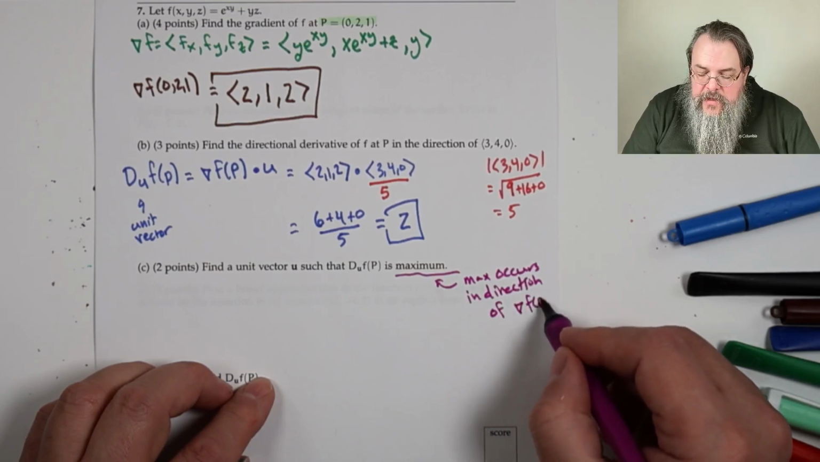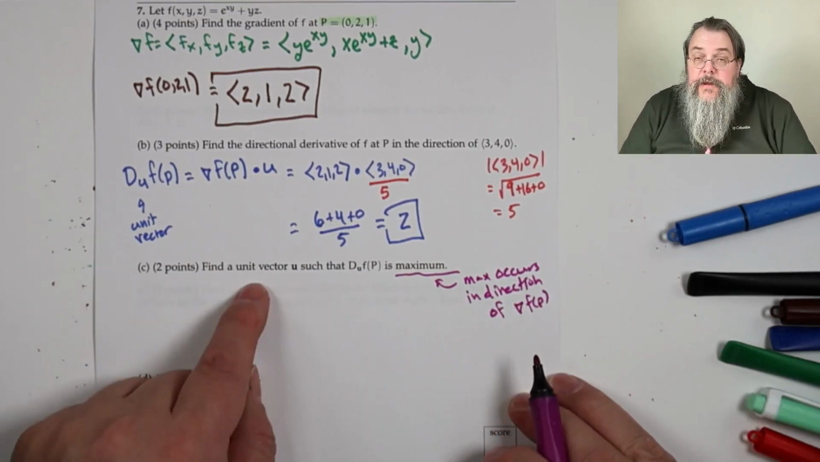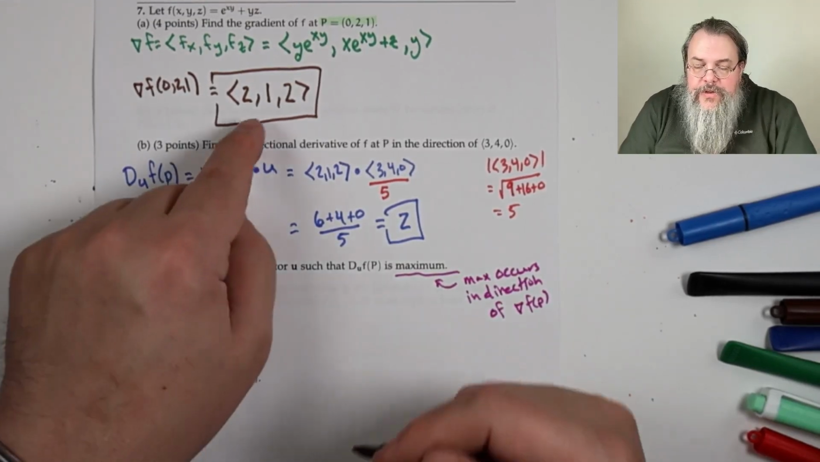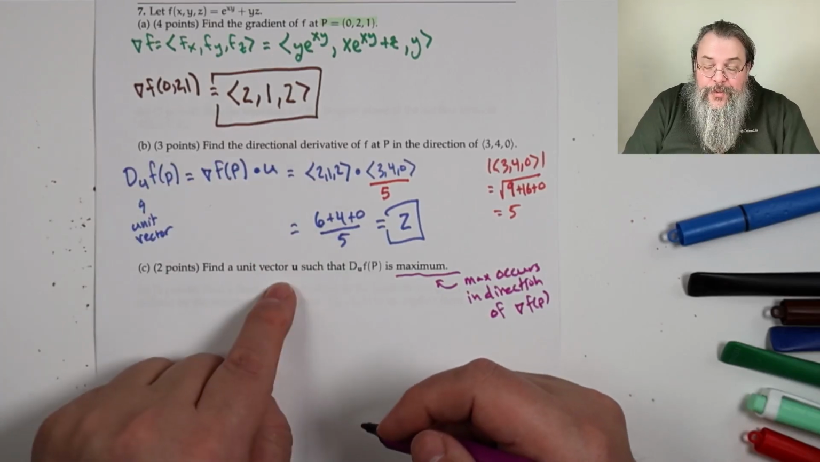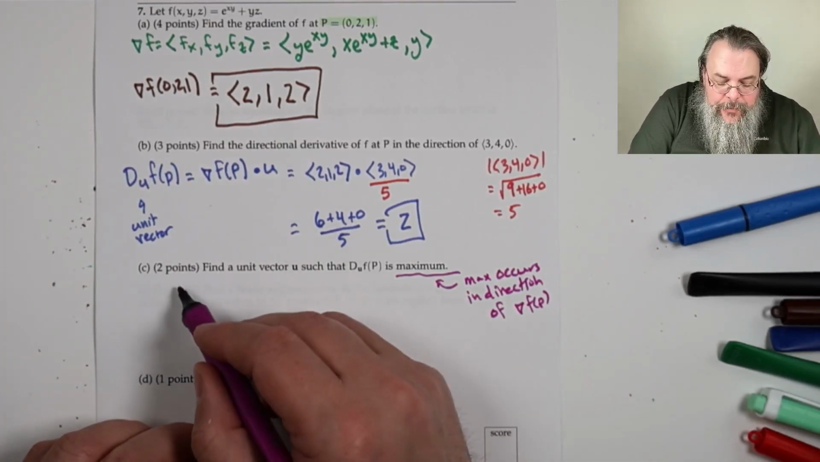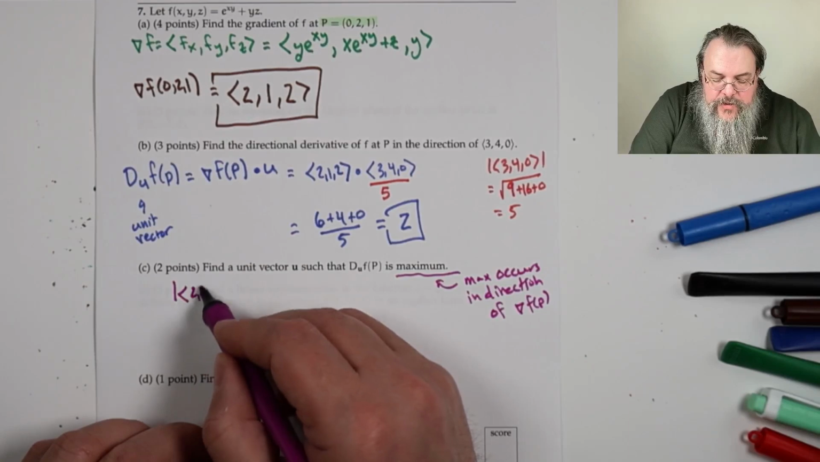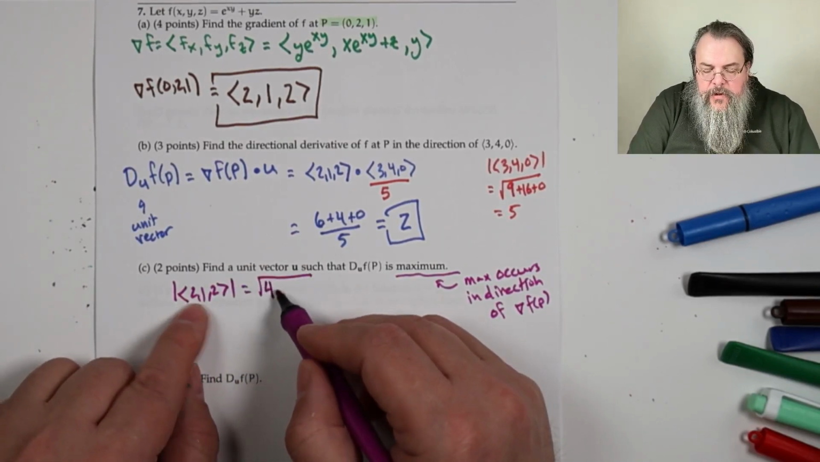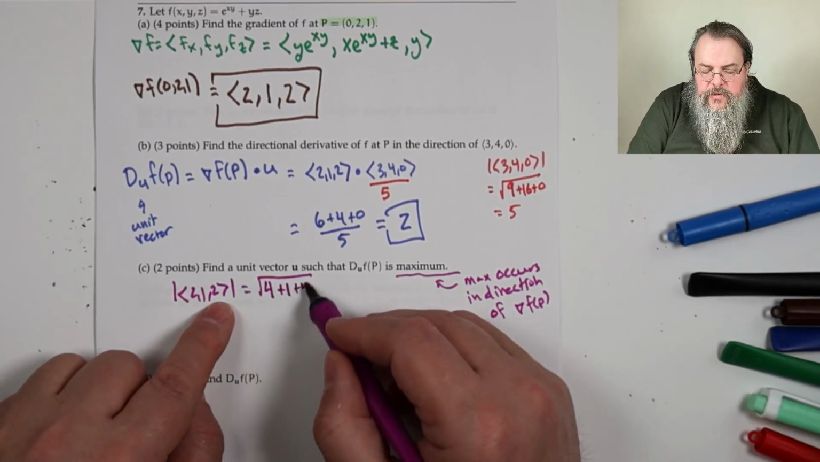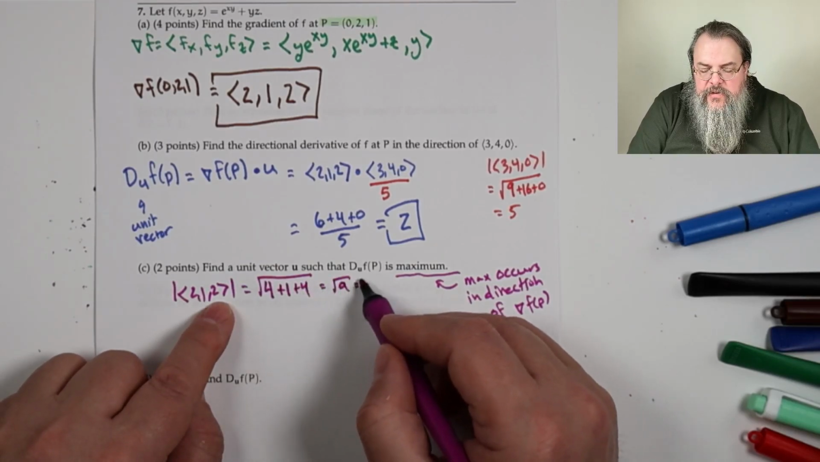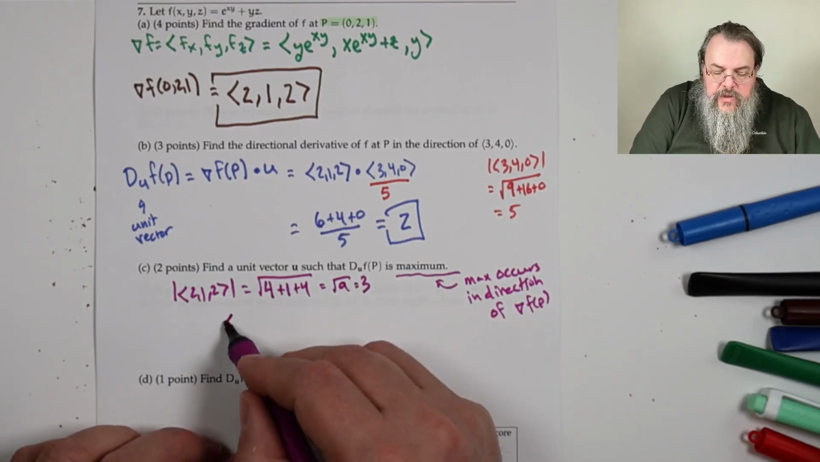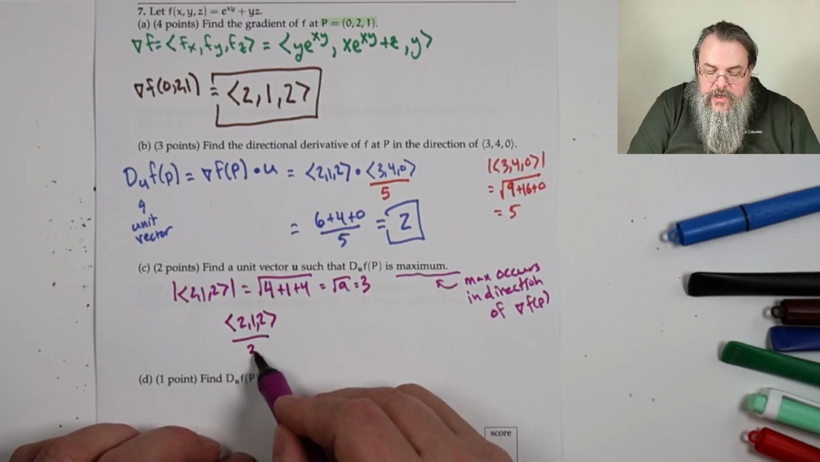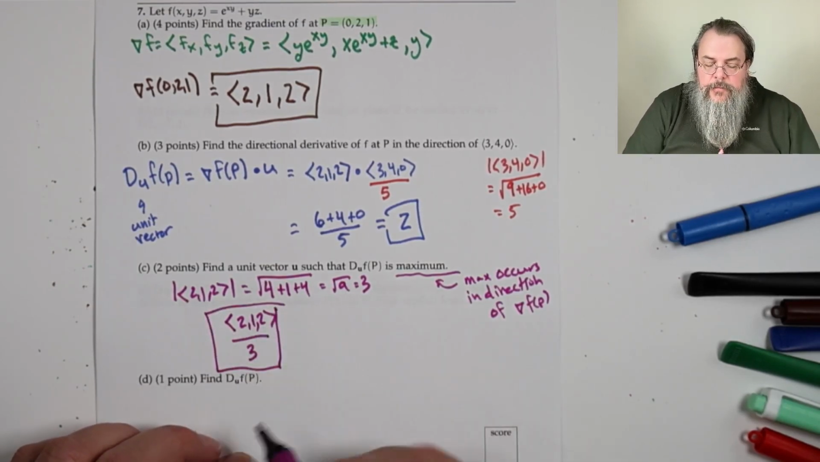And so we say, well, that's very convenient. In fact, if it just said find a vector that points in the direction of the maximum, we could just write down the answer to A. But we have to make it a unit vector. So we say, all right, well, let's find the length of (2, 1, 2). That's the square root of 2 squared, which is 4, 1 squared is 1, and 2 squared is 4. Square root of 9 makes 3. So take your gradient, divide by 3, and we're done.